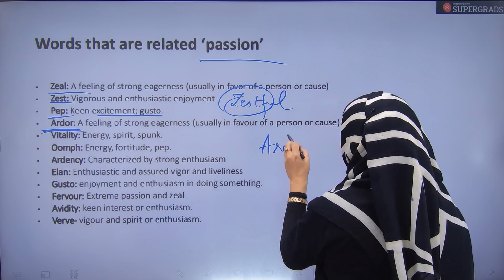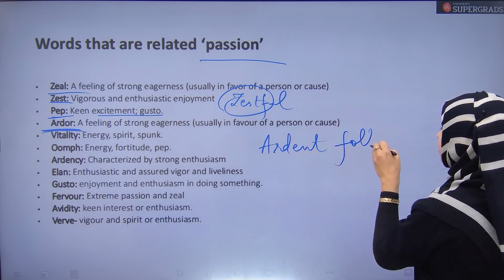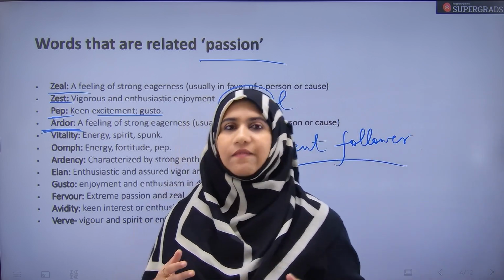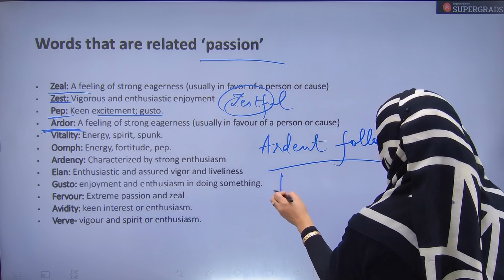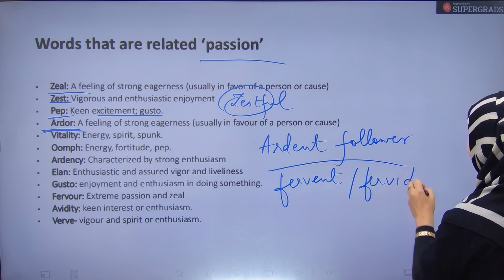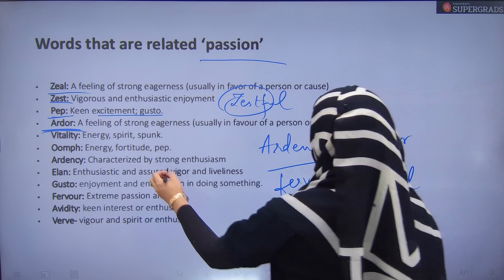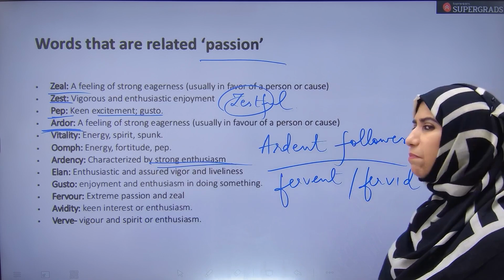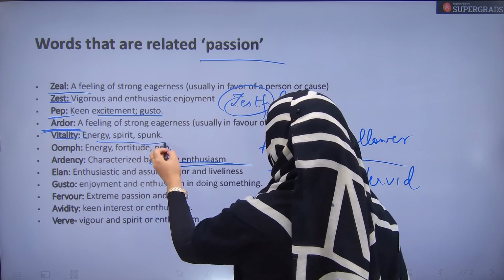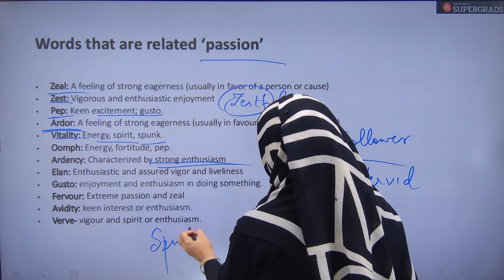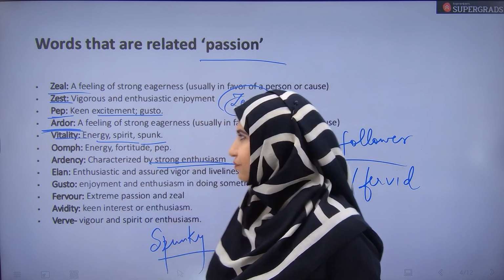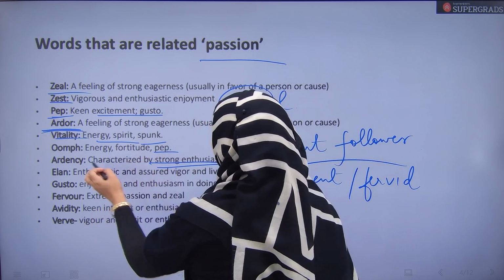Ardent. You must have heard this expression, an ardent follower of somebody or something. Ardent, right? Again, very passionate, fervent. We even say fervid. Both are acceptable. Again, very passionate, right? Strong enthusiasm है किसी चीज को लेके, बड़ा जोश है, बड़ा जज्बा है, ठीक है. Vitality, energy, spirit, spunk. We even say spunky. Very lively, very bubbly, bubbling with enthusiasm. Oomph is also pep, energy.